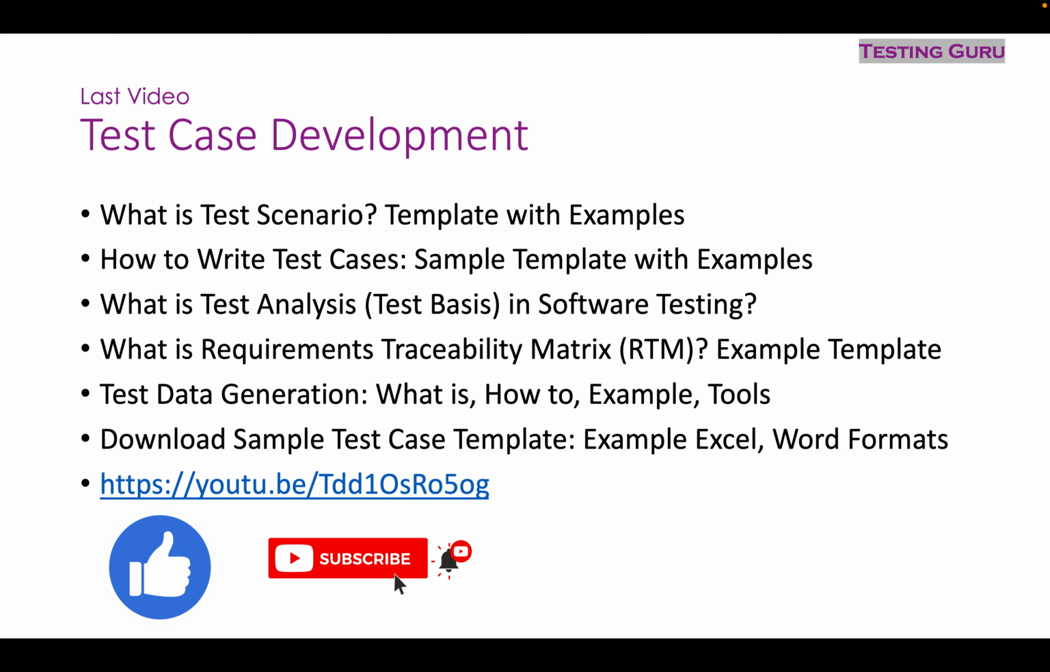And also we have seen what test analysis or the test basis is, by which we write test cases, and what the requirement traceability matrix, also called RTM, is, with examples and templates. And also we have seen test data generation, how we generate the test data, what test data is, and examples and the tools which are used to generate it. And I have also given some sample test case templates, for how we write them in Excel or Word format. I'll give the link for the last video in the description and you can go through it.